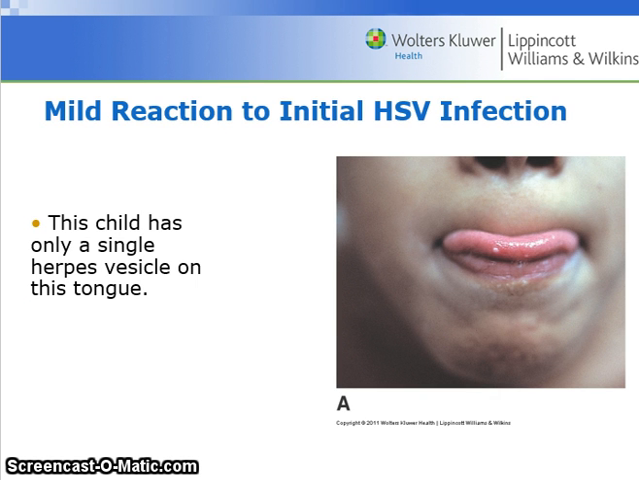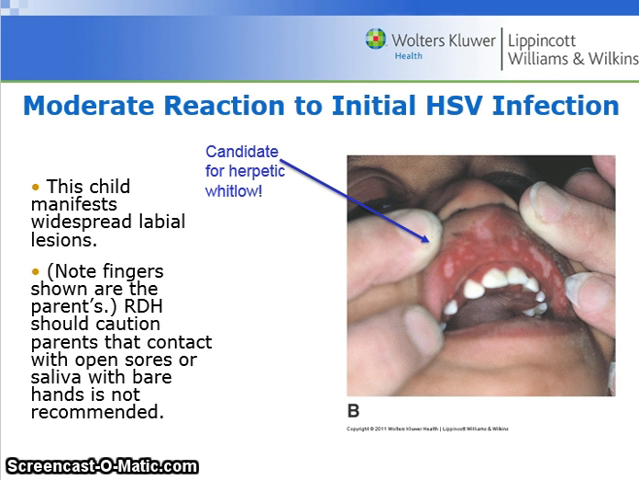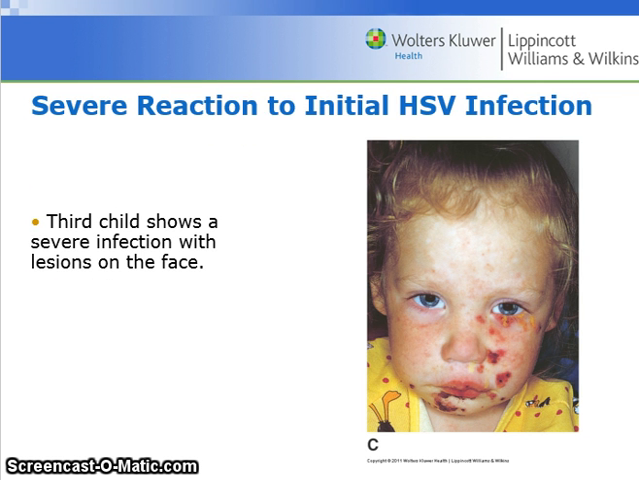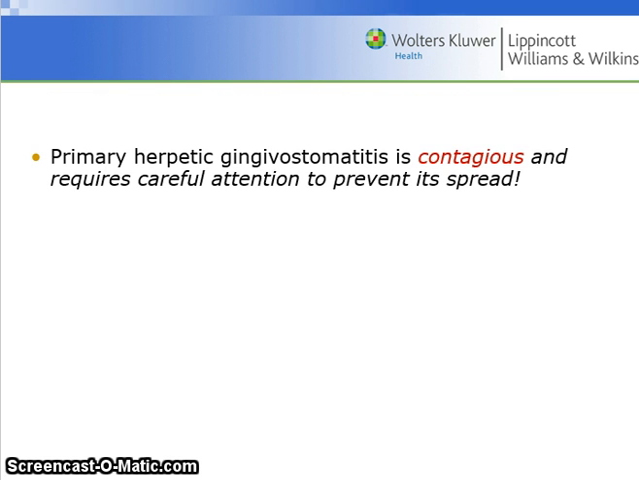This child has only a single herpes vesicle on his tongue. This child manifests widespread labial lesions. Note, the fingers of the hygienist are not protected and she may get herpetic whitlow. This child shows a severe infection with lesions that extend to the face. Primary herpetic gingivostomatitis is contagious and requires careful attention to prevent its spread.